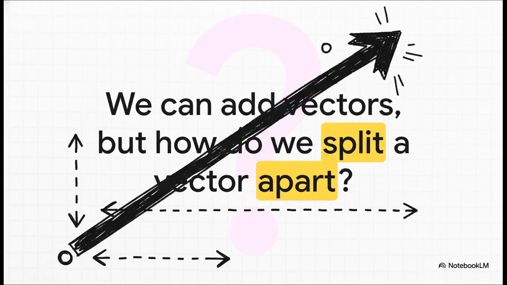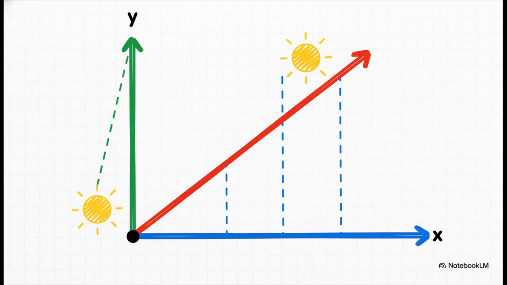So we've got adding down. But what about the opposite? What if we have one single vector and we need to break it apart into its fundamental directions, like its north-south and east-west parts? Well, that's where components come into play. The fancy term for this is resolving a vector, but here's a really cool way to picture it. Imagine your vector is a stick, and you shine a super bright light from directly above it. The shadow it casts on the flat ground, the x-axis, that's your x component.